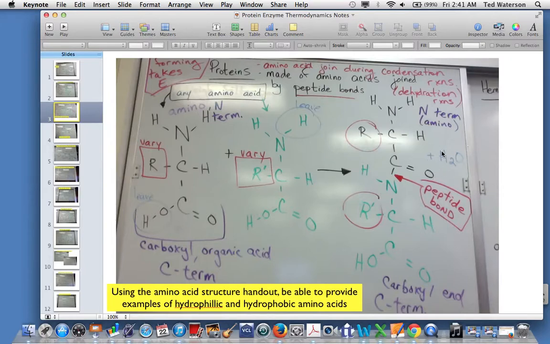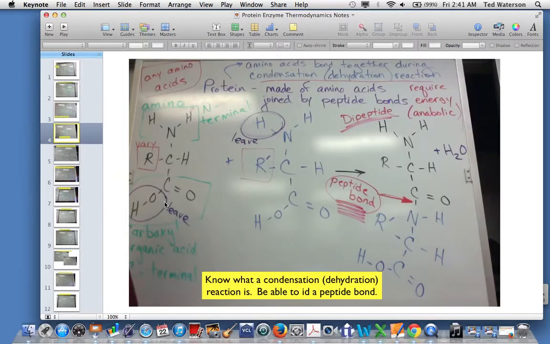Recognize that a water is removed when two amino acids bond together in a condensation reaction, and be able to identify the peptide bond. It is between carbon and nitrogen, but you need to identify it's the carboxyl of one and the amine of the other. Yeah, same picture here. Once again, know what a condensation, I believe your book calls them dehydration reactions, and be able to look at amino acids bonded together and find the peptide bond.